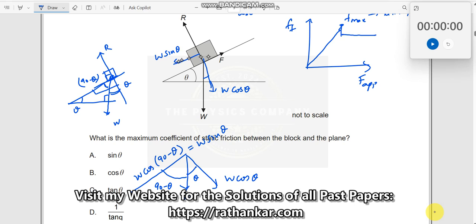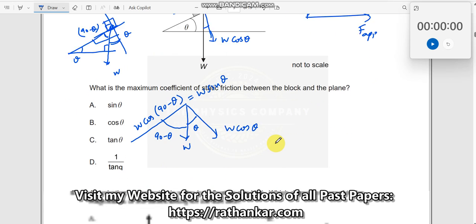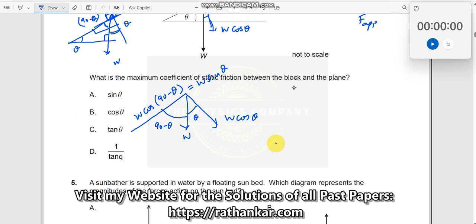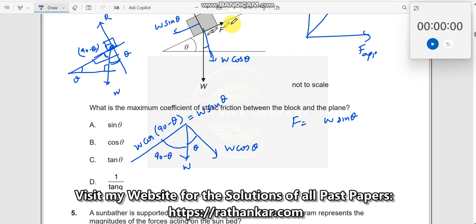So W sin theta is like this, but the force is exactly opposite to it. So I will now write this as F is equal to W sin theta. We go back and show you F is equal to W sin theta, and then your R, which is R here, this your R is equal to W cos theta. R is equal to W cos theta.